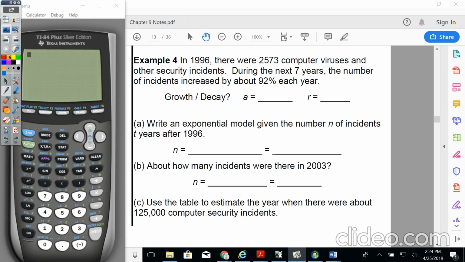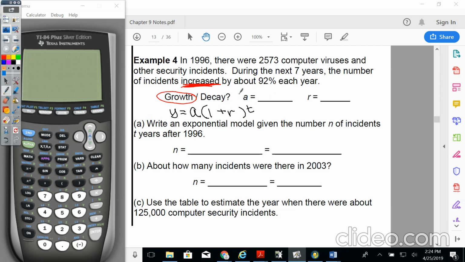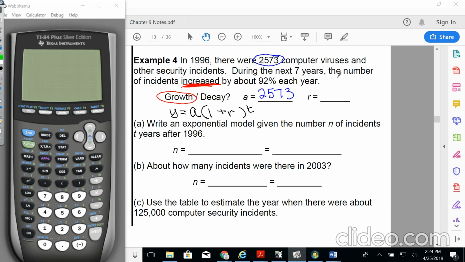I want to know first, is it growth or decay? So since it says it increased, we know it's growth. So then we do the equation for growth, y equals a times 1 plus r to the t. And then we got to find the other numbers here. So the a value was the starting amount. So in this year, they started with 2,573 incidents or viruses. And r is the 92%. So as a decimal, it would be 0.92 because we move it back 2 places.